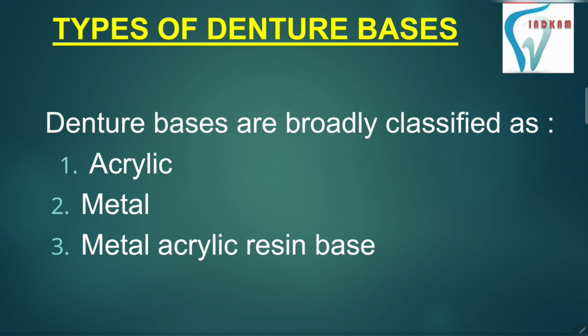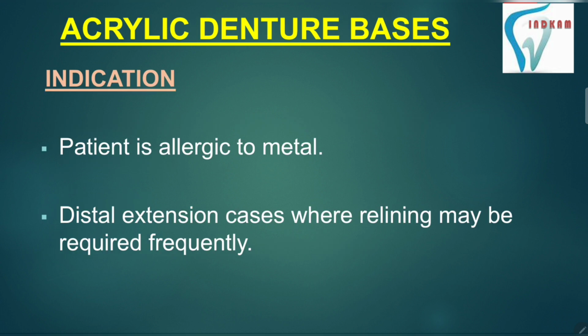Types of denture bases. Denture bases are broadly classified as acrylic, metal and metal acrylic resin base. Now we'll read about each type of denture base, their indications, advantages and disadvantages. Let's start with the acrylic denture base.